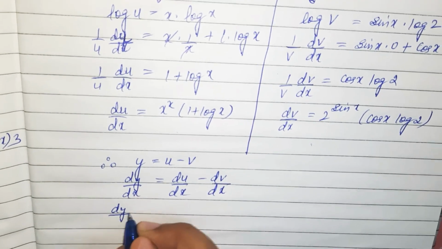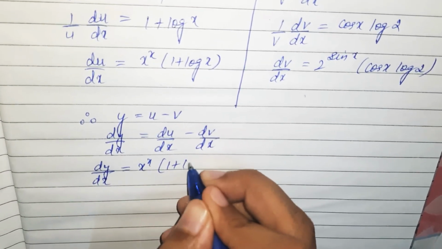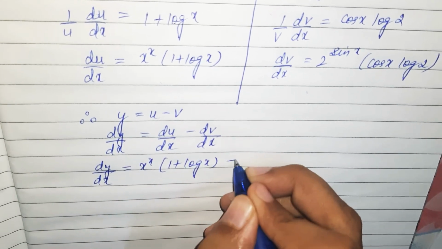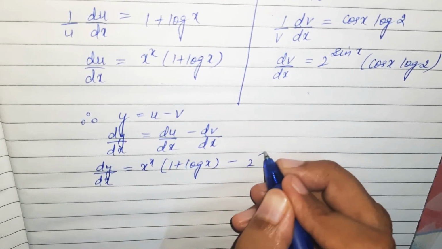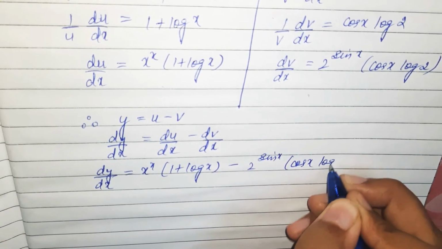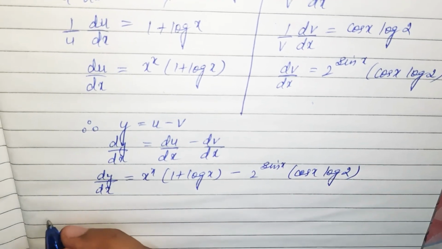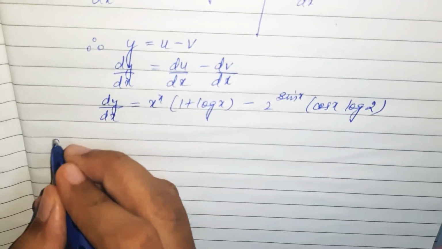So final answer is dy/dx = x^x (1 + log x) − 2^(sin x) cos x log 2. So this is your answer. Now come to question number 6. Again, the fifth one is the simplest one.